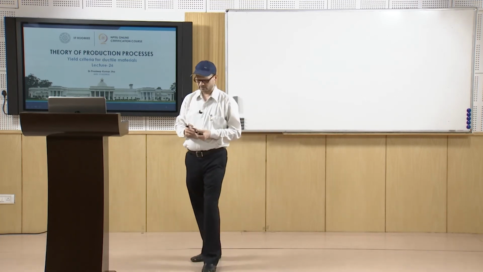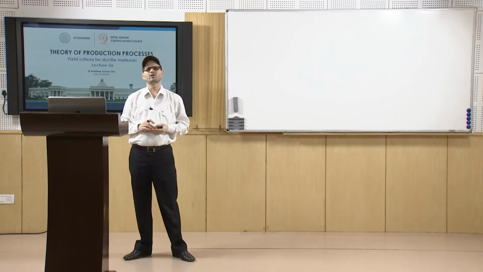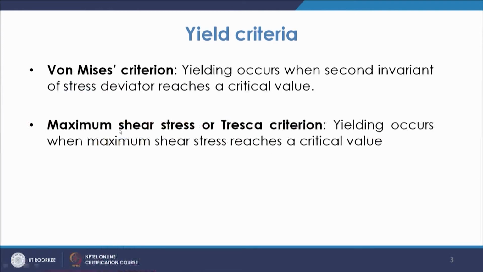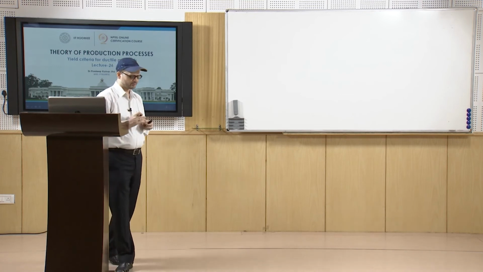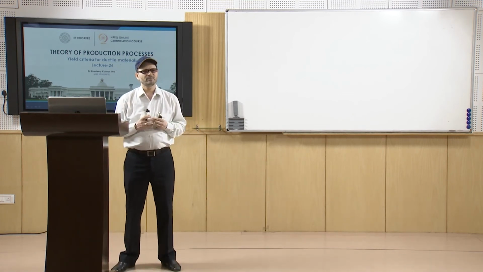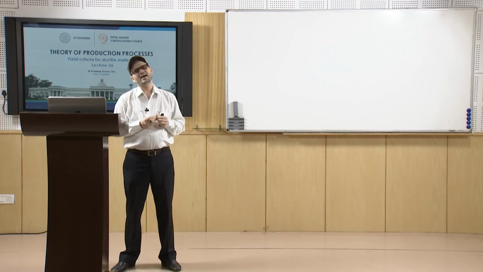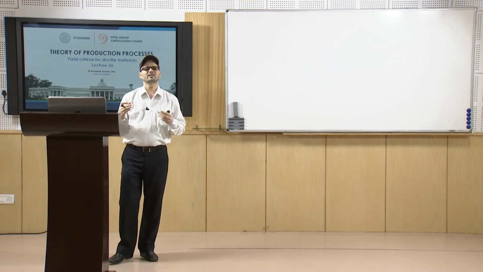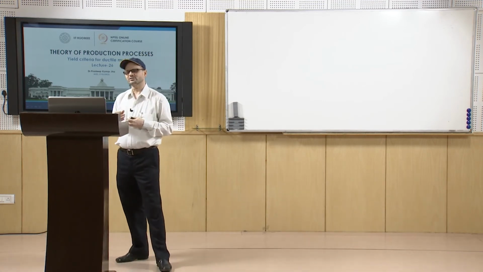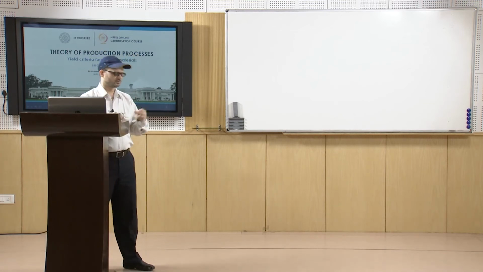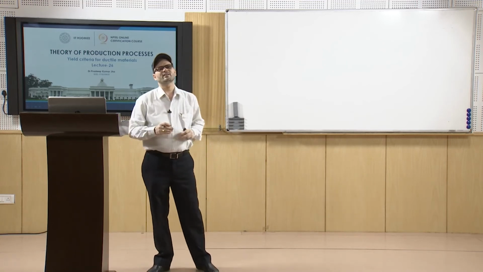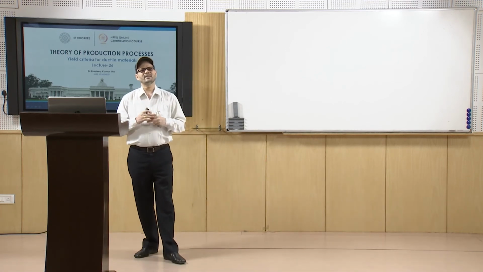Now, next is the case of maximum shear stress criterion. The next criterion of yielding is the maximum shear stress or Tresca criterion. This criterion tells that yielding occurs when maximum shear stress reaches a critical value. If you have 3 principal stresses, sigma 1, sigma 2 and sigma 3, with sigma 1 the largest and sigma 3 the smallest, the maximum shear stress developed will be sigma 1 minus sigma 3 by 2. The yielding is based on shear stresses, so when the maximum shear stress reaches a critical value, yielding will occur.